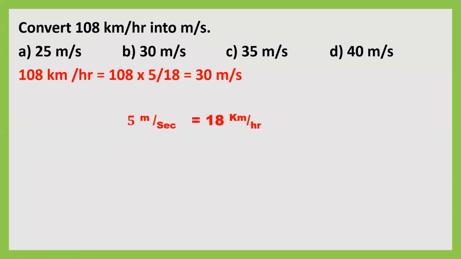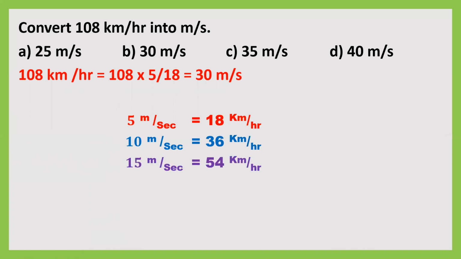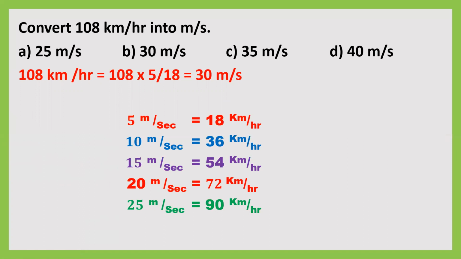Or you can remember this relation: 5 meter per second is equal to 18 kilometer per hour. I repeat, 5 meter per second is equal to 18 kilometer per hour, and the multiple of 5 is the multiple of 18. For example, 10 meter per second would be 36 kilometer per hour, 15 meter per second is equal to 54 kilometer per hour, 20 meter per second is equal to 72 kilometer per hour, 25 is equal to 90 kilometer per hour, and 30 meter per second is equal to 108 kilometer per hour.